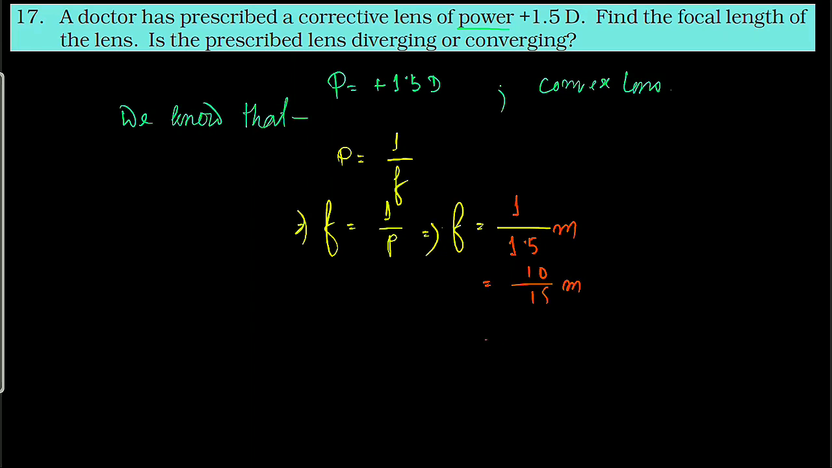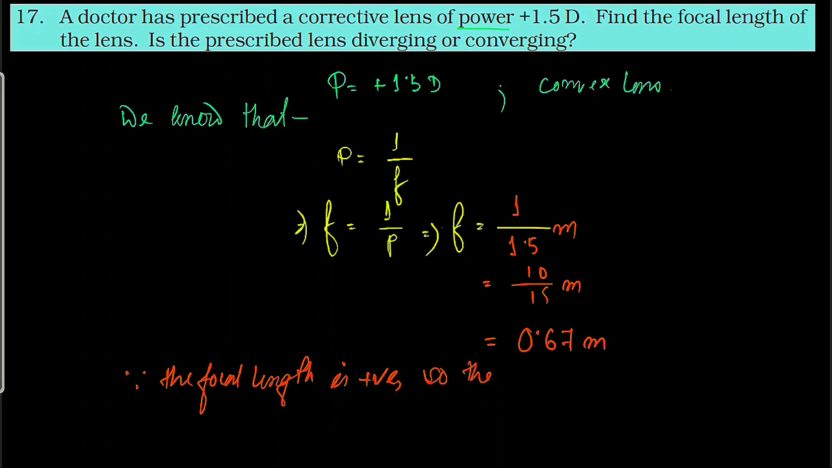If you try to solve this, what is going to get? We will get the value as almost 0.67 meter. So, what we can say? Since the focal length is positive, the lens will be what? Convex. So this is the main question. Answer, we have got that, right? So this is the main thing.